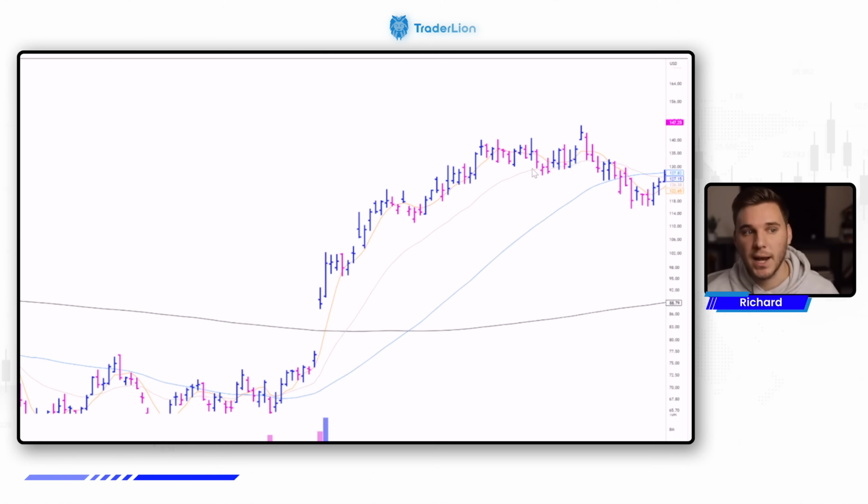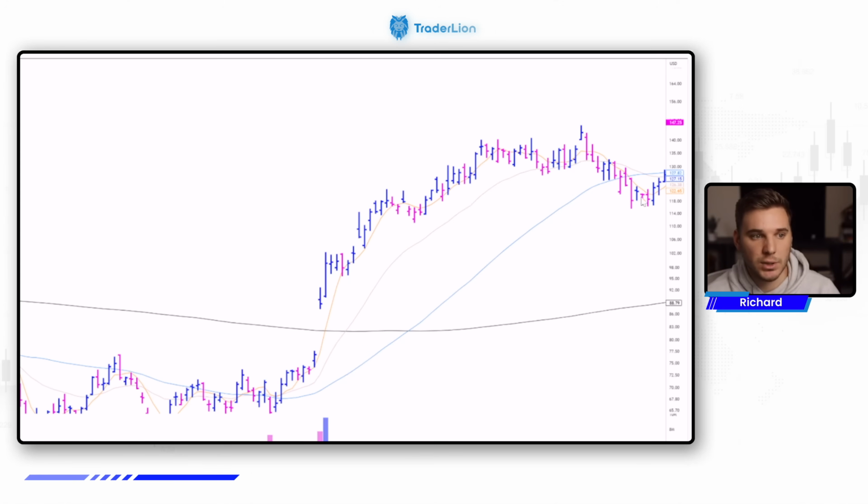We never know what's going to happen. This could have completely reversed and filled this gap, and you don't want to be stuck holding that losing position when the setup really failed, as it lost this area right here, the pivot, or even especially this higher low. So exit when the setup fails.